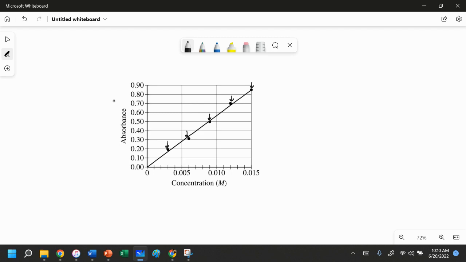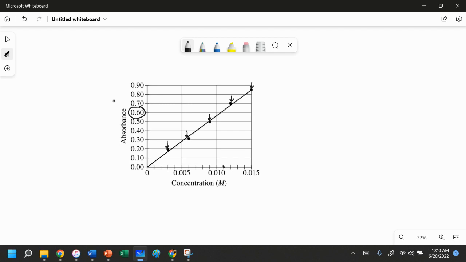So let's say we had some unknown solution and it had an absorbance of 0.6. So if the absorbance of the solution that we do not know the concentration of had an absorbance of 0.6, we simply go across on our graph until we hit our line. Then we go down and we find out that if the absorbance is 0.6, then the concentration of that solution is 0.02 molar.